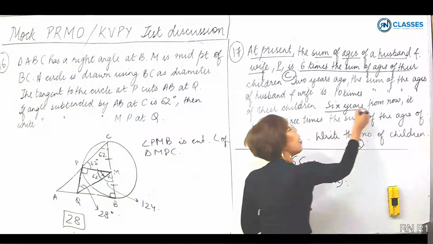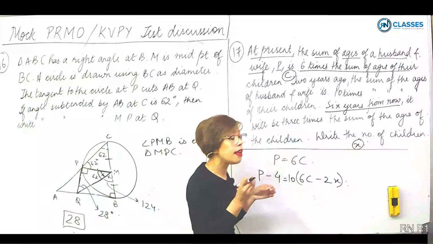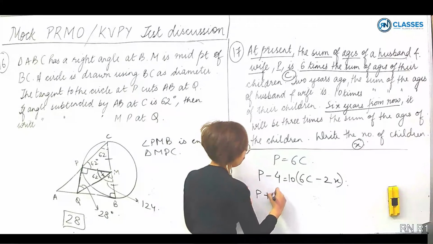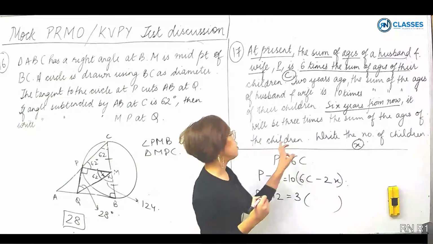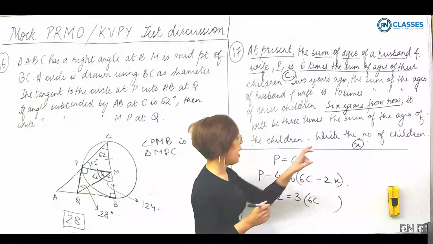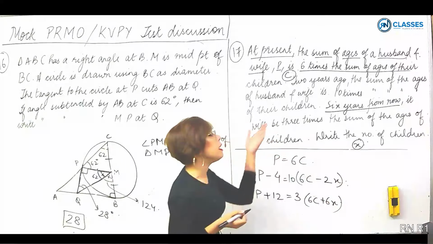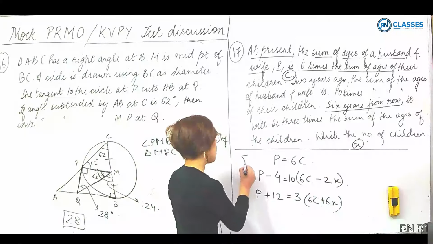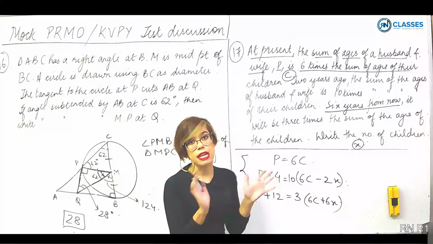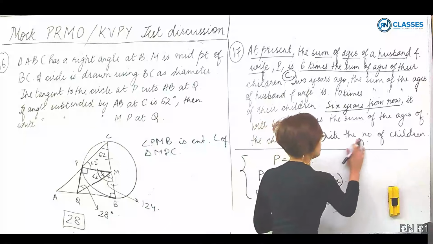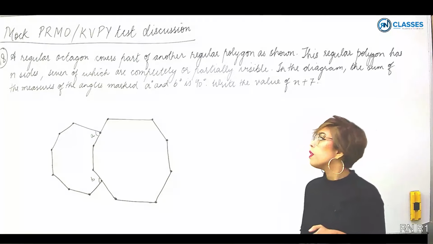Now 6 years from now, so that means the sum, 6 years from now. 6 years for husband, 6 years for wife. So P plus 6 plus 6, so P plus 12. This will be 3 times the sum of their children. So 60 plus, now X children are there, 6 for each, so that means plus 6X. You need to find the value of X. You have 3 equations, you have 3 variables. In fact, you can easily eliminate one of the variables and you can get the answer. The answer turns out to be 0, 3. Alright, let's move on to the next question.